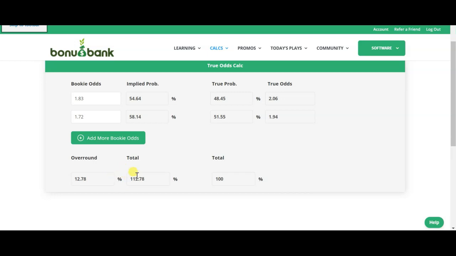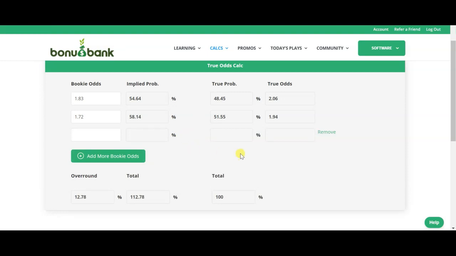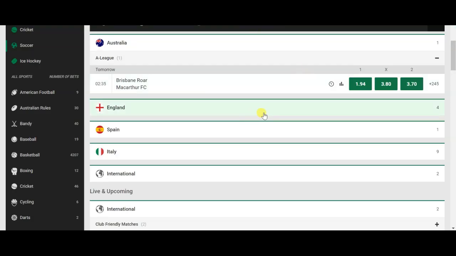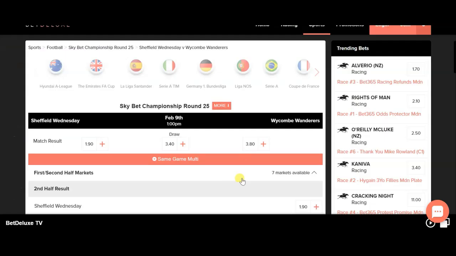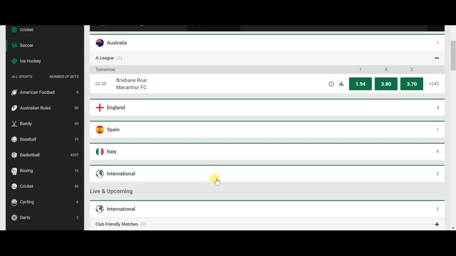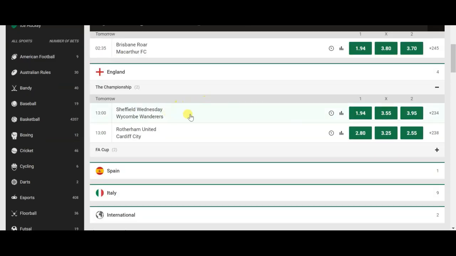If we were looking at a market that had more than two selections available, so let's say a match odds on soccer, for example, we can just click here and it's going to add another row for us. And just for a little comparison, I'm going to look at Unibet. So Unibet are known for having good odds, particularly on soccer, and we can compare them with Bet Deluxe, who are known for having pretty terrible odds. So we'll do the Unibet one first. I was looking at this game here, Sheffield Wednesday versus Wycombe Wanderers, and we'll get 1.94, 3.55, and 3.95. So let's just do that quickly.